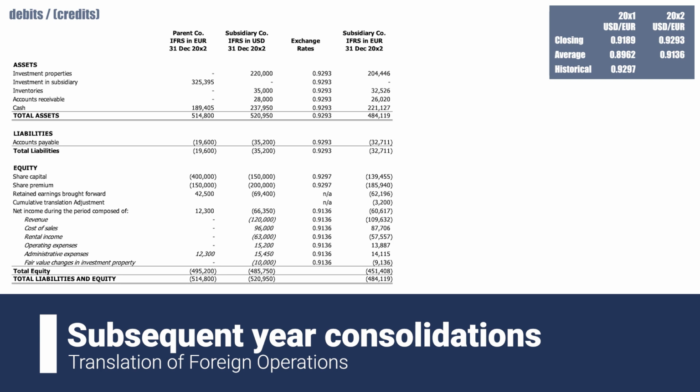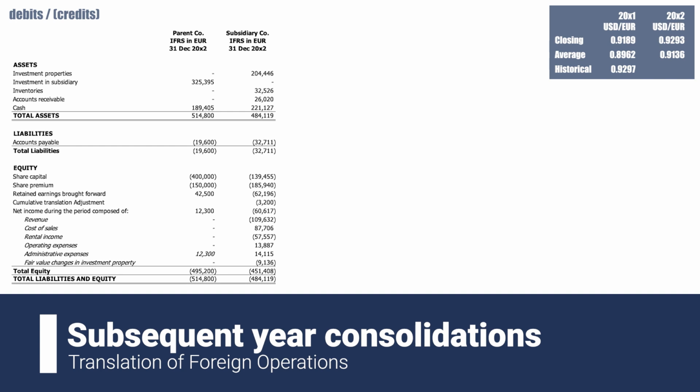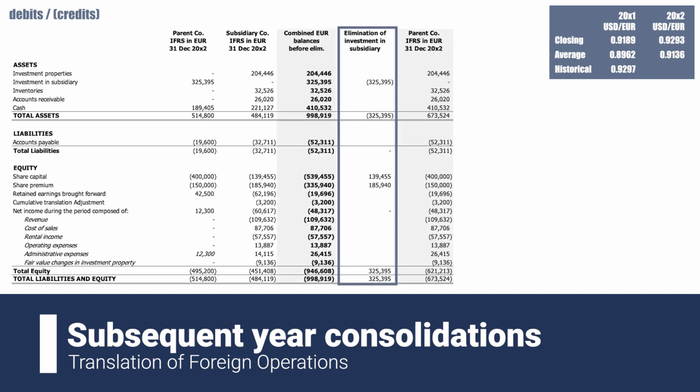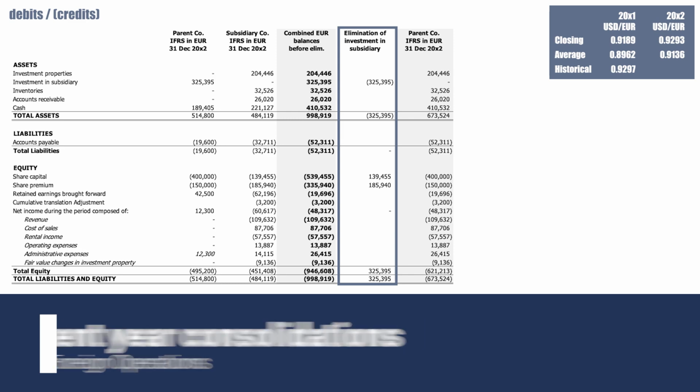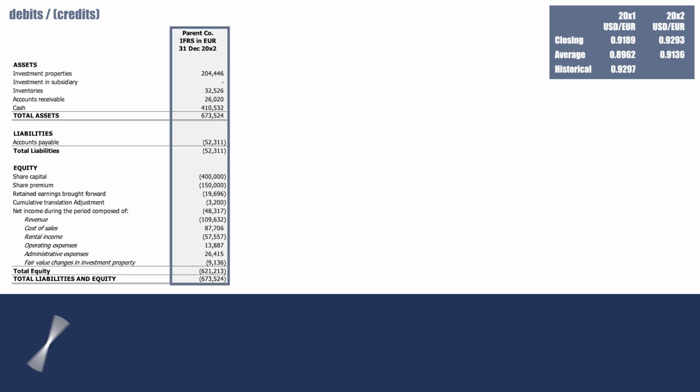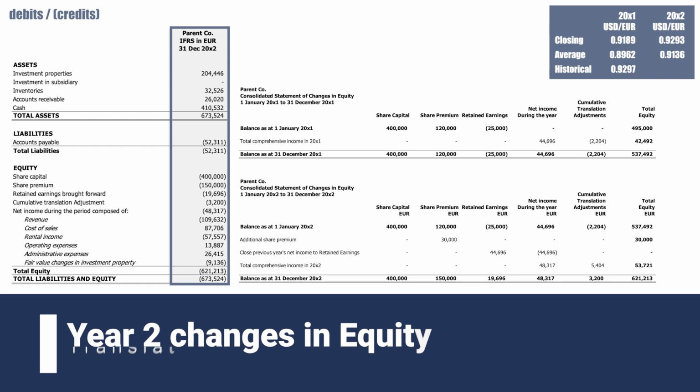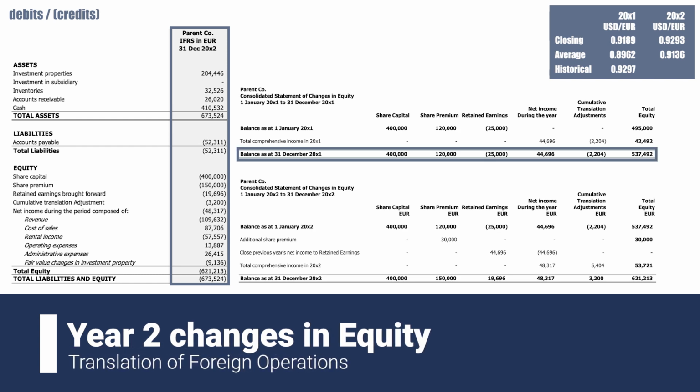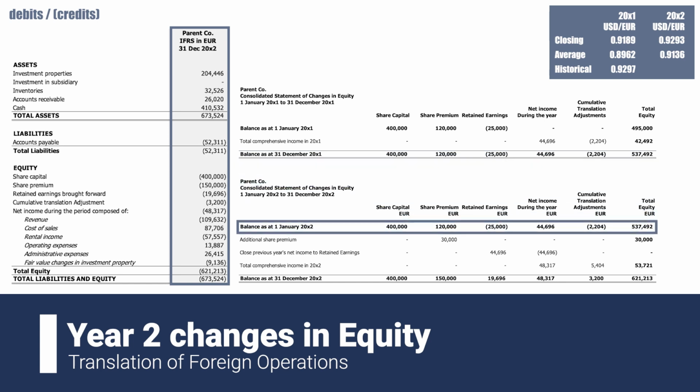After we finalize the translations, we can now move on to the combination and elimination process. Same as in 20x1, we need to combine all euro balances. In the elimination process, you will see that the eliminating entry from 20x1 and 20x2 are exactly the same. This was made possible by translating the share capital at historical rate. Just like in year 1, it is best to prepare the Statement of Changes in Equity to better review the consolidation. Last year's ending balances will be this year's opening.